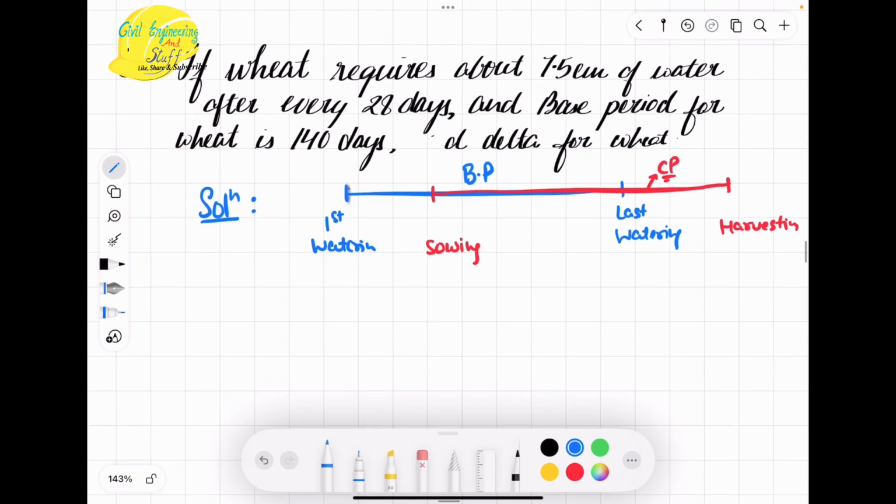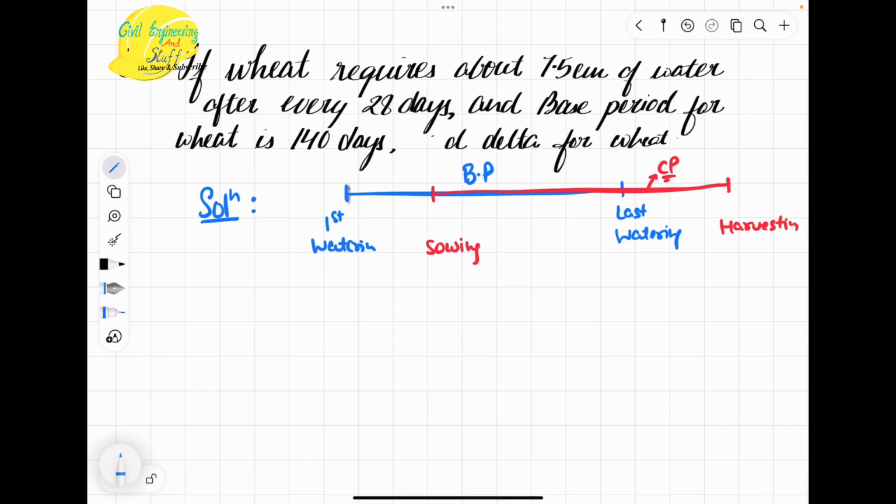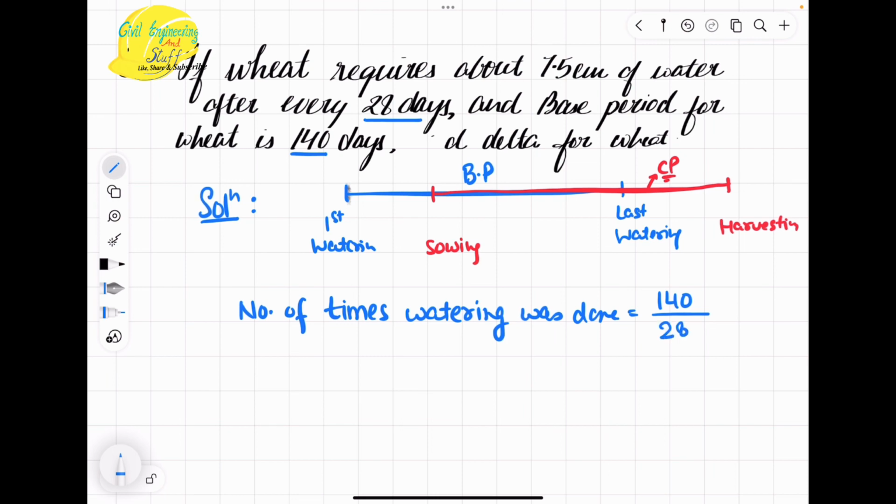So solving the question, first of all, in a similar way, the number of times watering was done. How will we find it? The base period was 140 days, and water needs to be supplied after every 28 days. So the number of times watering will be done will be 140 divided by 28. That will come out to be 5 times. Each time, we are supplying 7.5 centimeter of water.